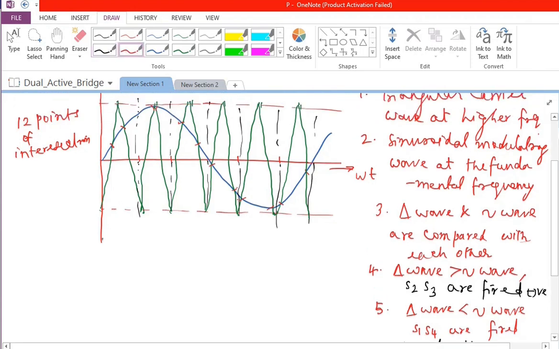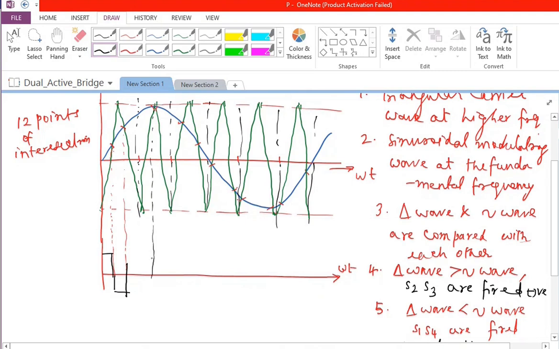Let me just draw the waveform again for the output wave. So if this is omega t, you can see that at this point, the modulating wave is smaller as compared to the triangular wave. So we are going to have a negative voltage during this portion, whereas this is going to be positive. And similarly, from here to here, you are going to have the sinusoidal wave greater than the triangular wave.